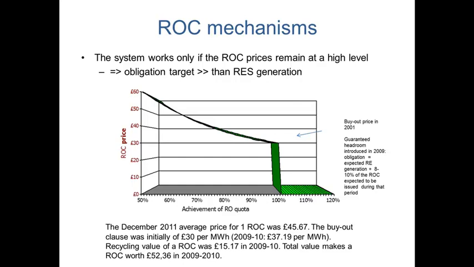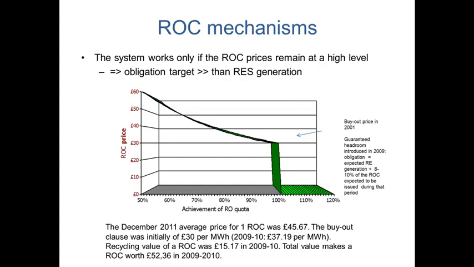What are the particularities of the ROC mechanism? Well, it's a system which works only if the ROC prices remain at a high level, which implies that the obligation target is a lot higher than the effective renewable energy generation. Because otherwise, as shown on this table, if the renewable energy generation effectively generated on the market is too close to the obligation target, then prices of ROCs tend to decrease, and when the renewable energy generation reaches the obligation target at 100%, then the price of ROCs, of course, will drop to 0.